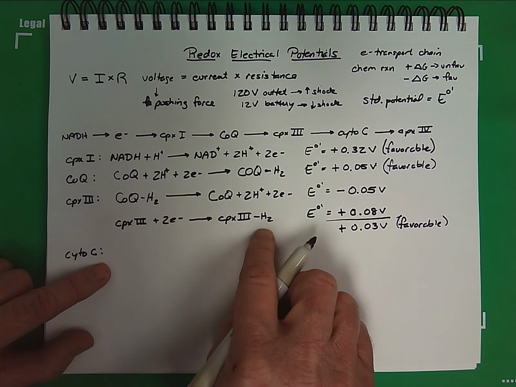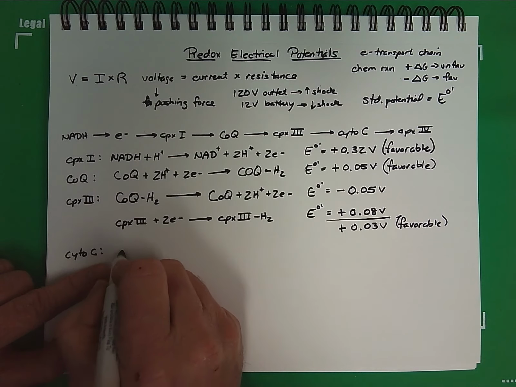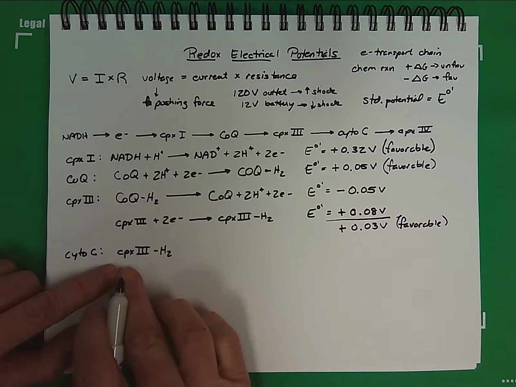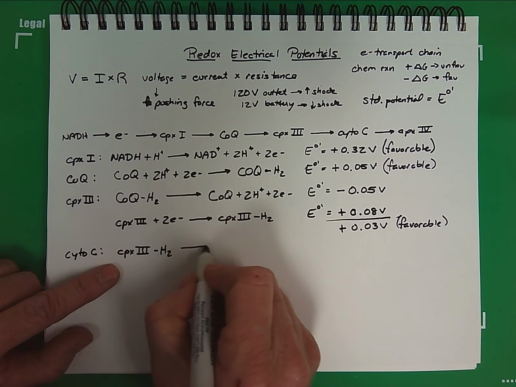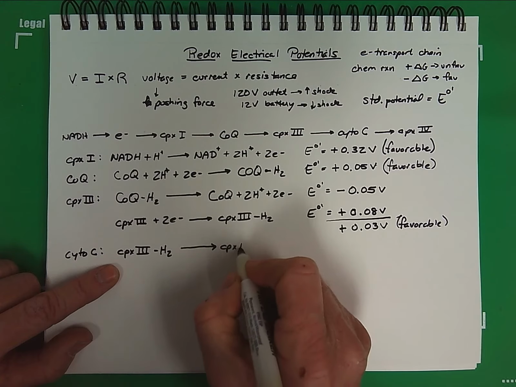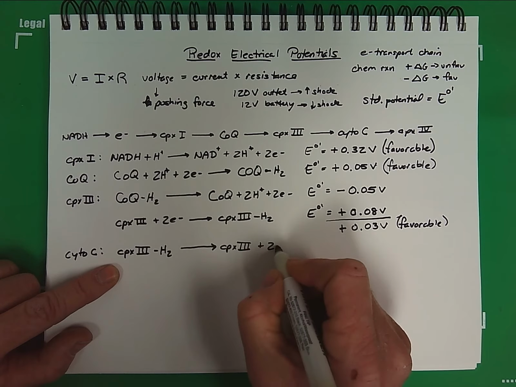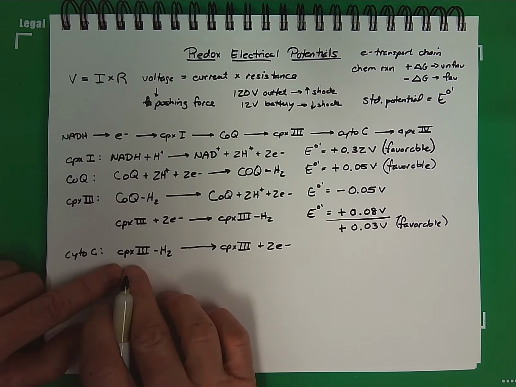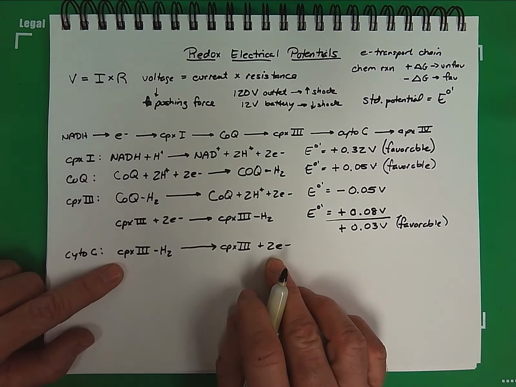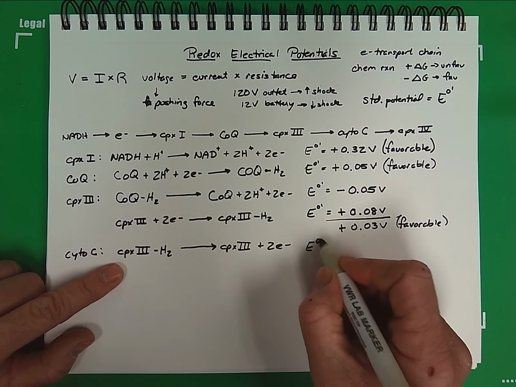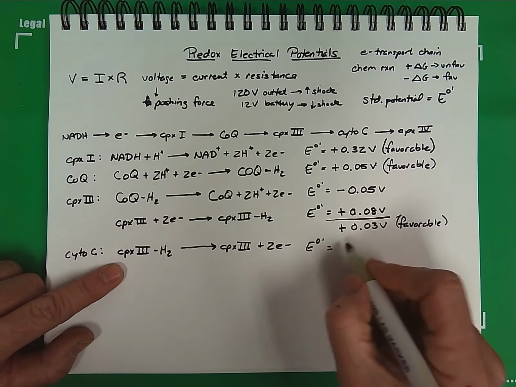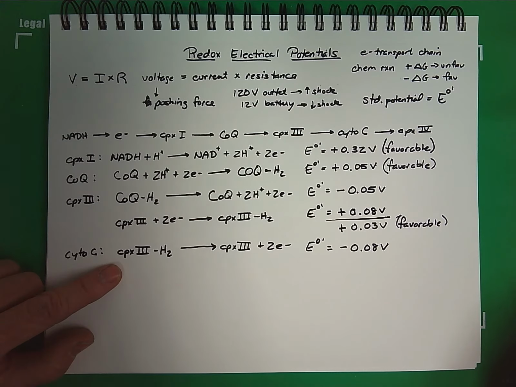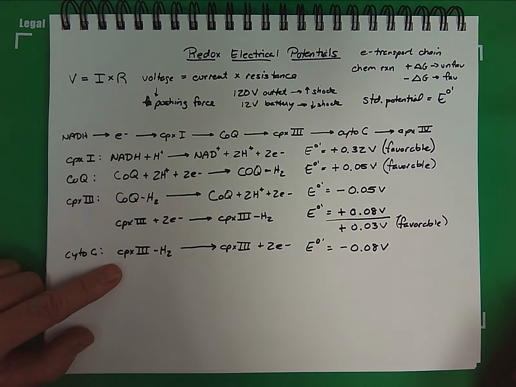So in this case, we must oxidize complex 3. So complex 3 will begin in its reduced state, and we will now reverse the reaction because we are now oxidizing to give off these electrons. So this is going to be a reverse of the standard potential we saw above here. So this is going to be a negative 0.08 volts, indicating that this is not favorable.